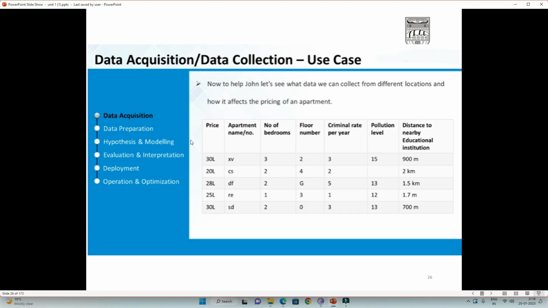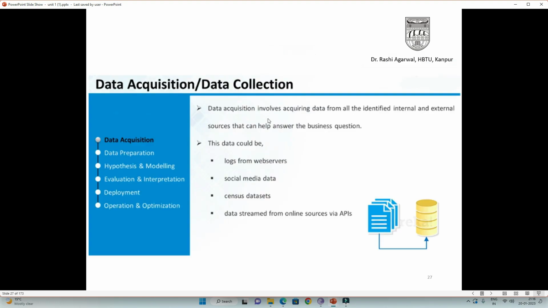It could be done from various sources. So I could do data acquisition from internal as well as external sources. I could take logs from web servers. I could take social media data. I could find data from census studies, census data sets. I could actually do a survey and find out the data. Then a data stream from online sources via APIs could also be used for finding the data.